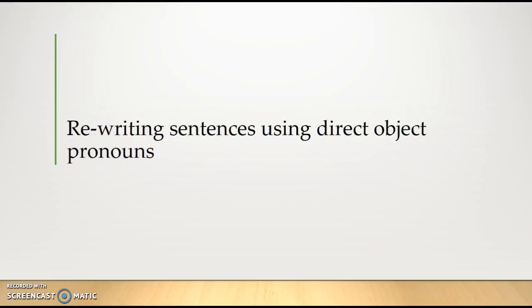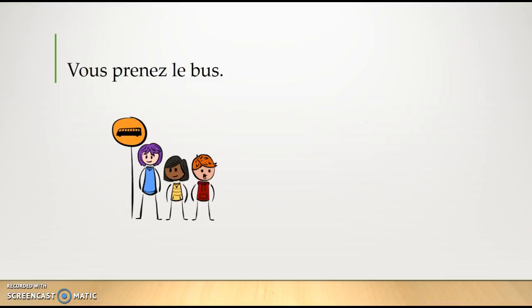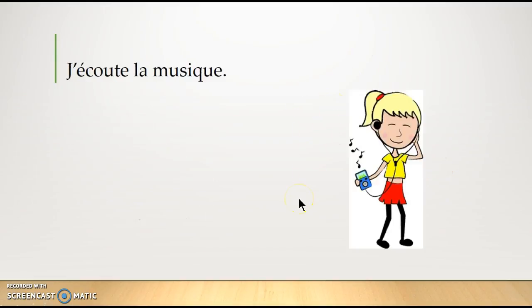So let's rewrite some sentences using these direct object pronouns. Let's put them into practice. So, vous prenez le bus. You all take the bus. Let's say you all take it. Think about what you would replace le bus with in the sentence and where it would go. Vous le prenez. So remember, it has to go in front of the verb, and we're going to replace it with le. J'écoute la musique. I'm listening to music. Tell me, I'm listening to it.